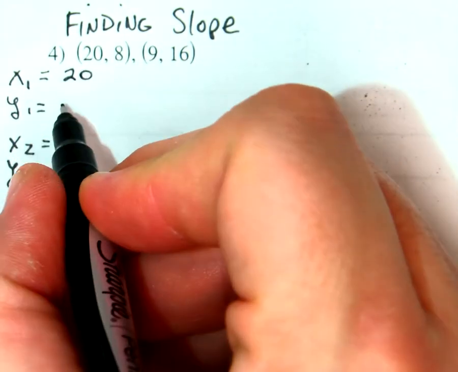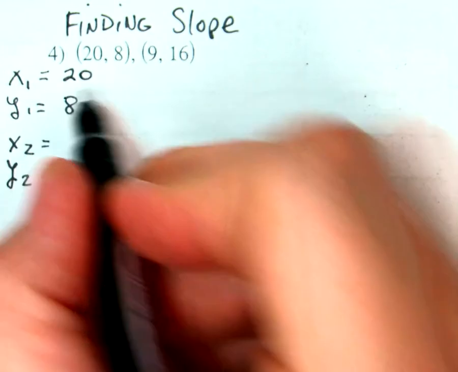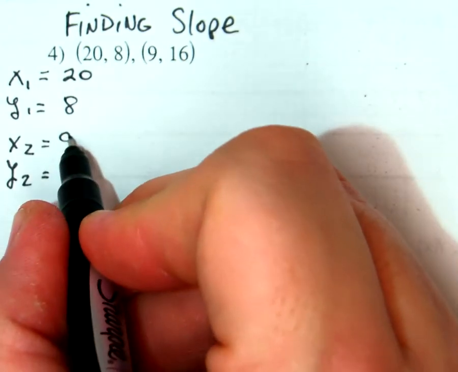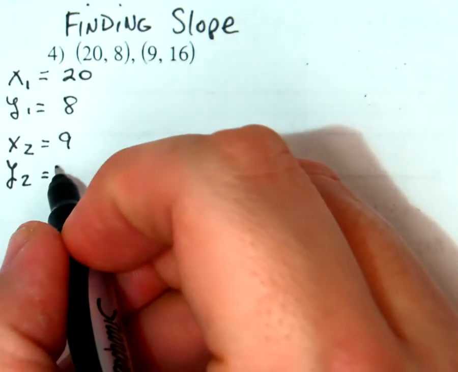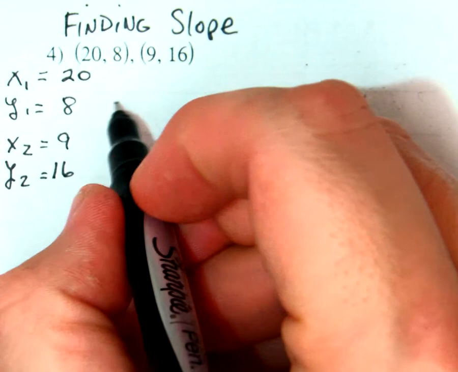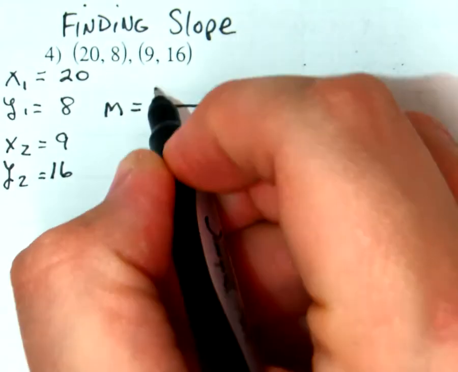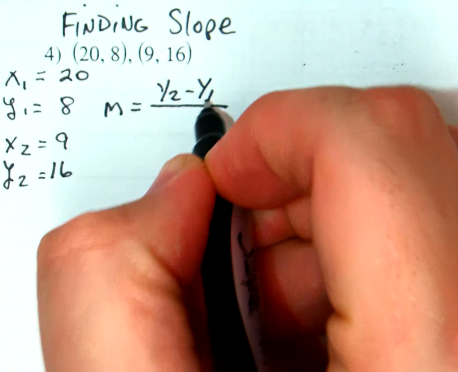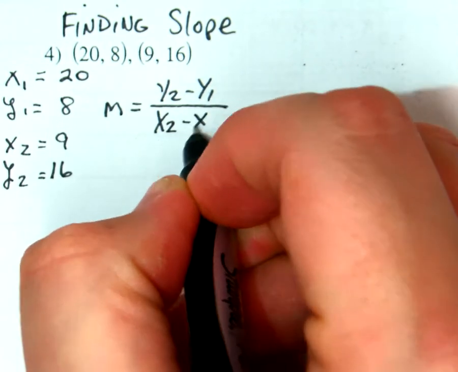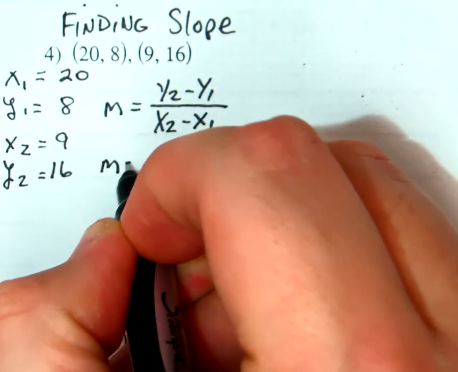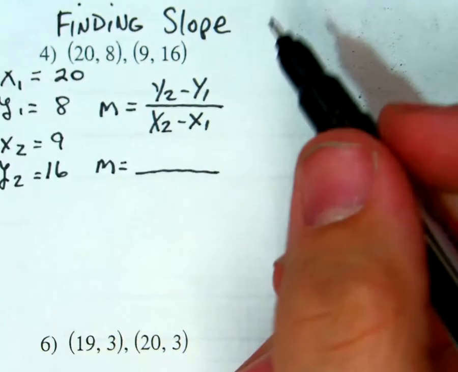20 is x1, and my 8 is y1. 9 is x2, and 16 is y2. We can use the formula m is equal to y2 minus y1 over x2 minus x1. All we have to do now is substitute in our values.